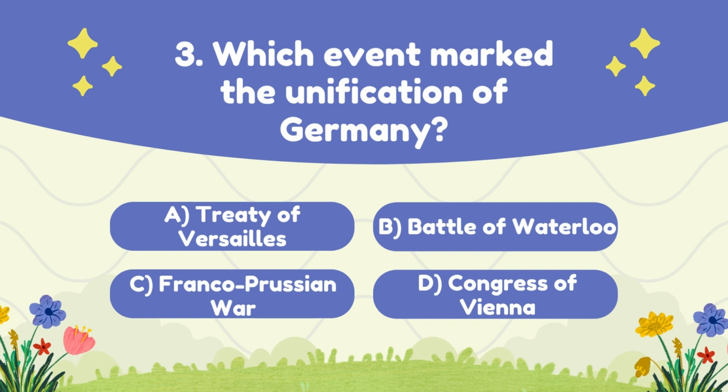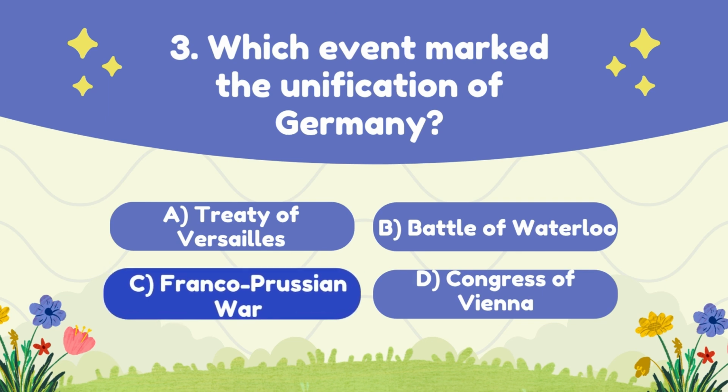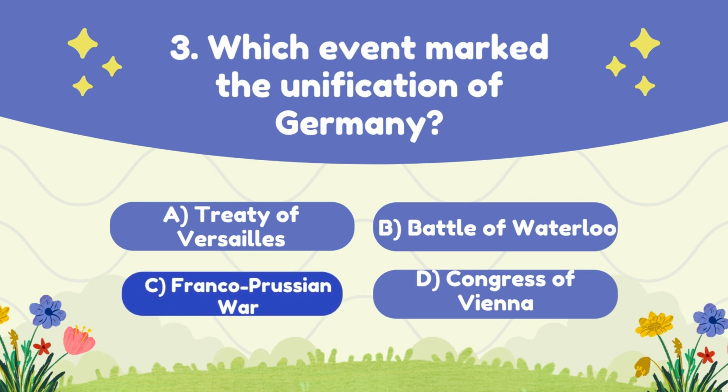Which event marked the unification of Germany? A. Treaty of Versailles. B. Battle of Waterloo. C. Franco-Prussian War. D. Congress of Vienna. The answer is the Franco-Prussian War. This war led to the German Empire being proclaimed in 1871.